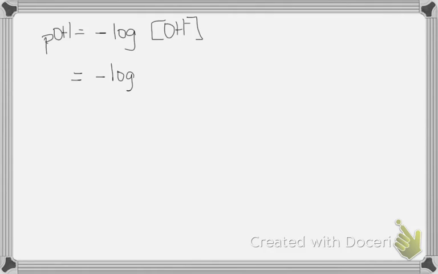Oh, y'all are faster than I am. What was it, 8.3 times 10 to the minus 12? Yes. And so the pOH is 11.08, right? So you can use that exponent in your concentration as a ballpark, and watch that, and you can check what you're doing.